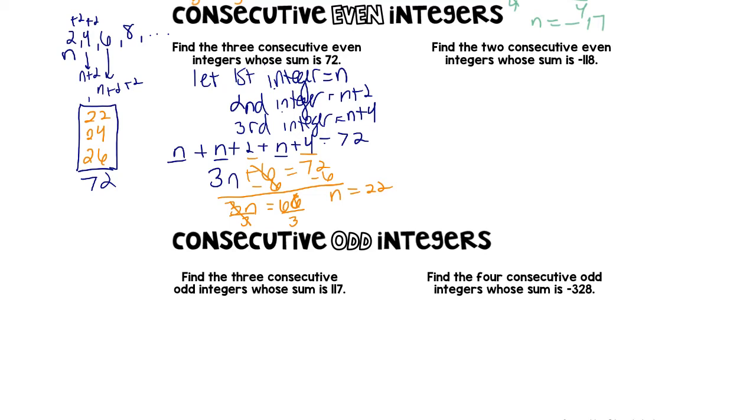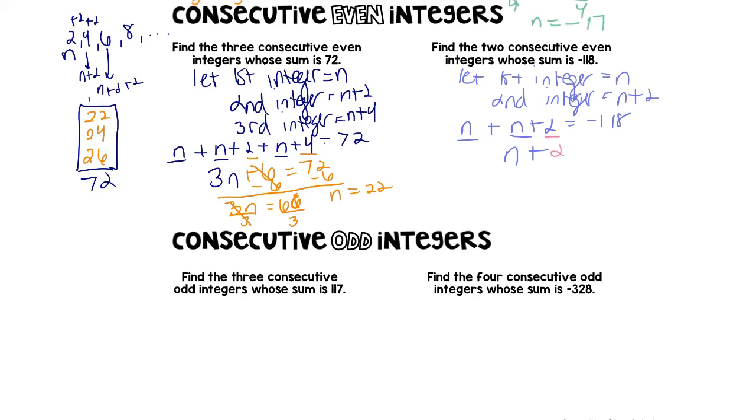Another one just like this. 2 consecutive even integers. Well, we can use the same info from the first one. We're going to let the first integer equal n, and then the second integer is n plus 2, and their sum is negative 118. So n plus n plus 2 is negative 118. Add the variables. No constants to add, there's just 1.